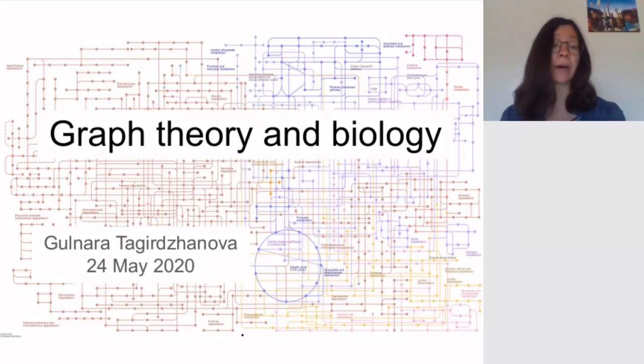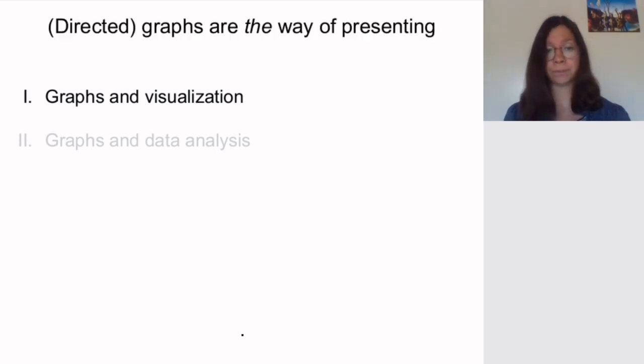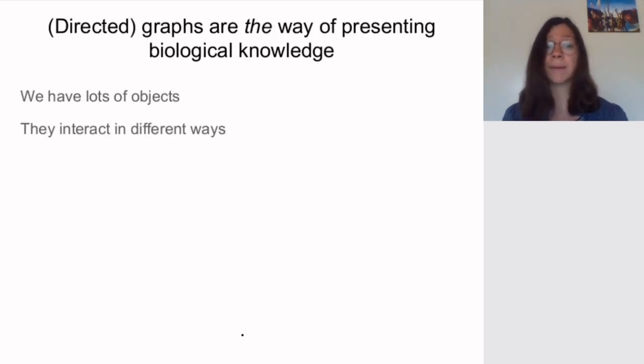Okay, hello everyone. I'm here to give you a quick introduction in how graphs and graph theory are used in biology. I was planning to cover two topics. First is graphs in visualization and presenting biological knowledge, and second, graphs and data analysis in biology. So it just so happens that directed graphs are the default way of presenting biological knowledge. Why is it the case?